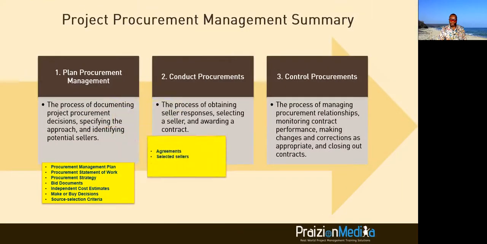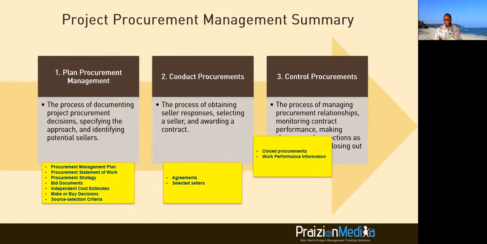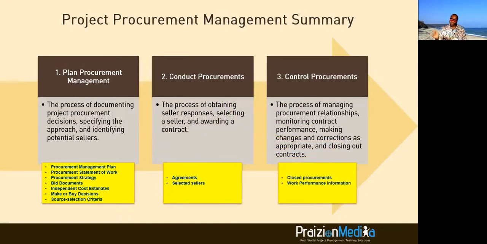Let's take a look at conduct procurements. Major things you get out: agreements and selected sellers. Control procurements, major thing you get out: close procurements, and work performance information there for good measure. We know it's not unique, but it's good to have them to balance up the image. And that, my friends, is it for procurement management.